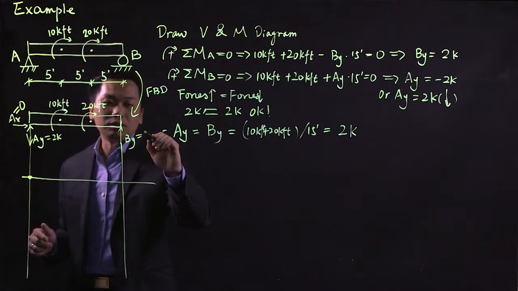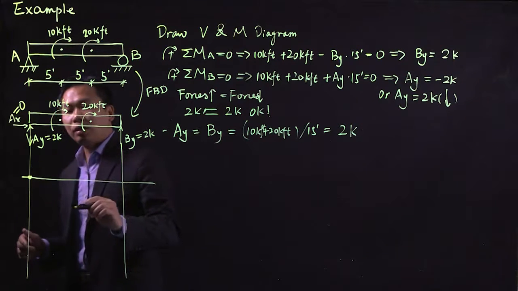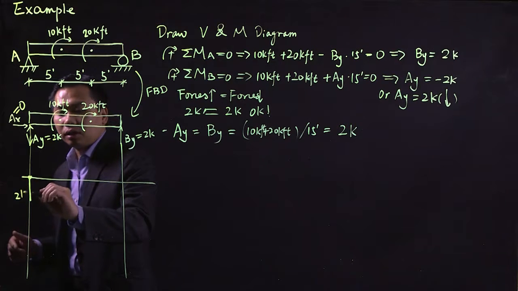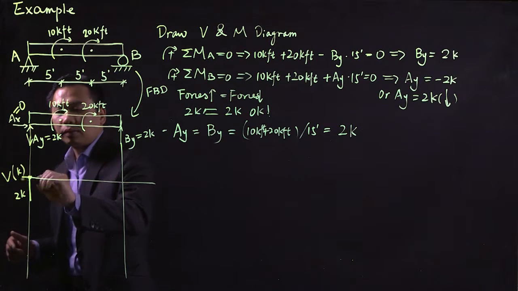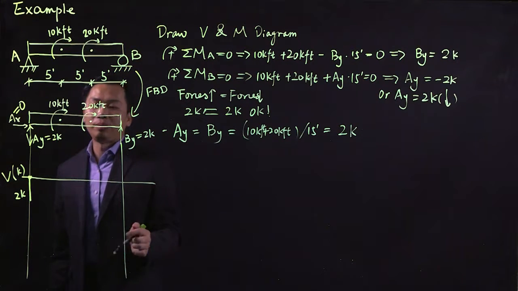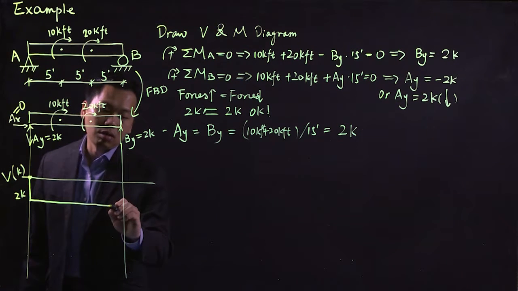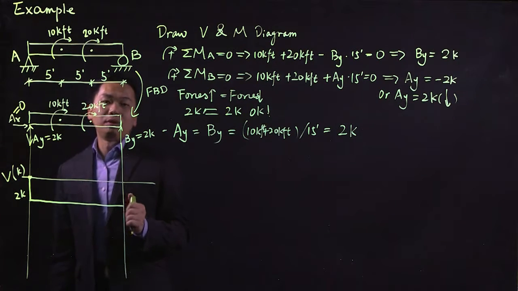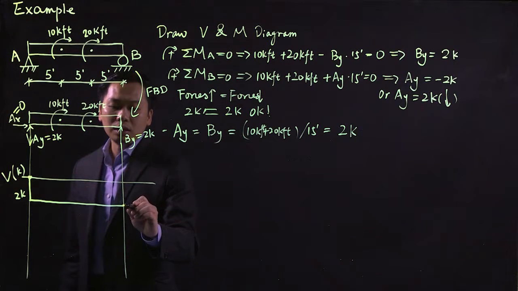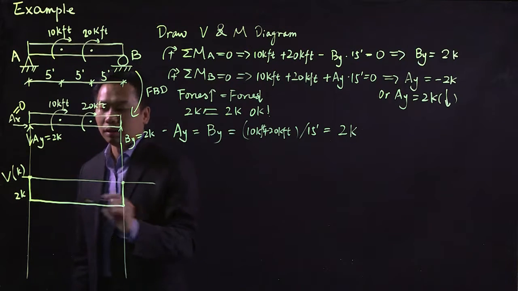You start from 0. Because AY is going downward 2 kips, you drop the shear diagram by 2 kips. Because there's no external force between point A and point B, the shear is going to remain constant, all the way to point B. Since we have 2 kips at point B going upward, that brings your shear diagram back to 0.